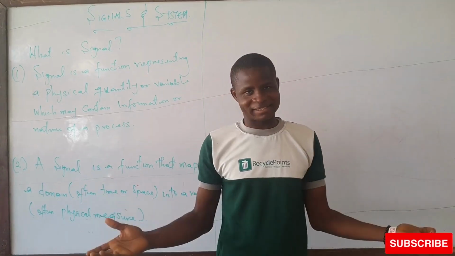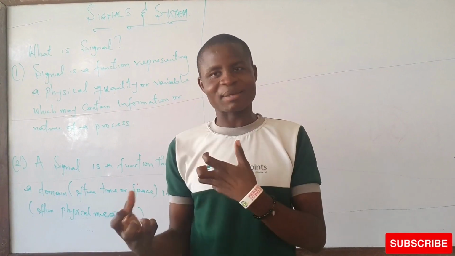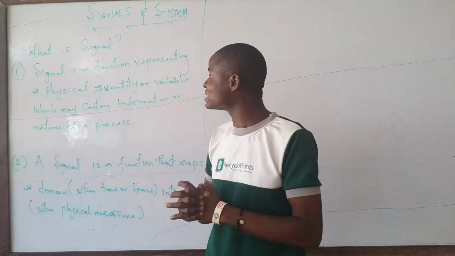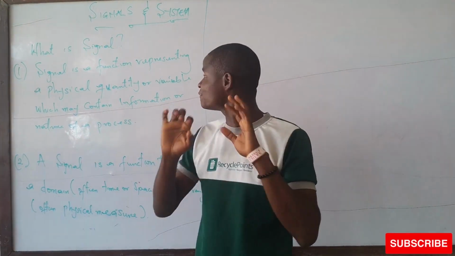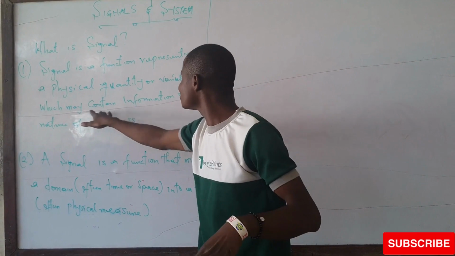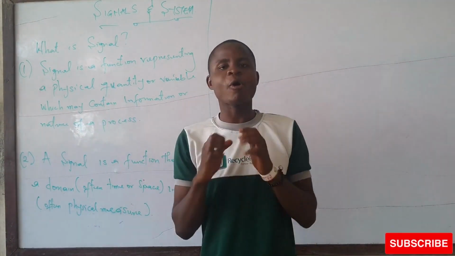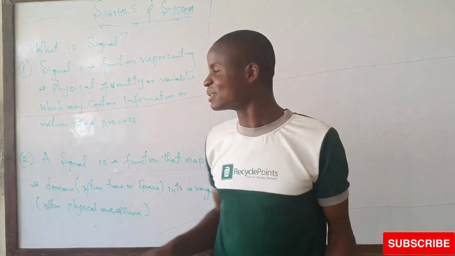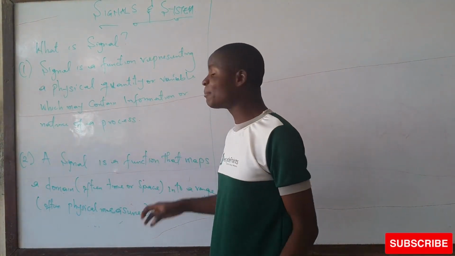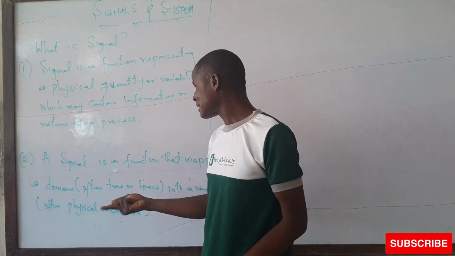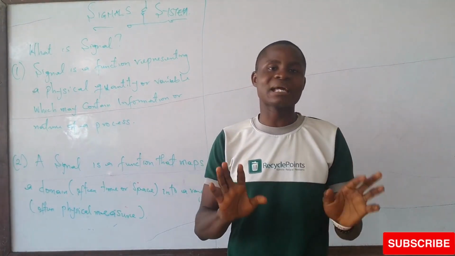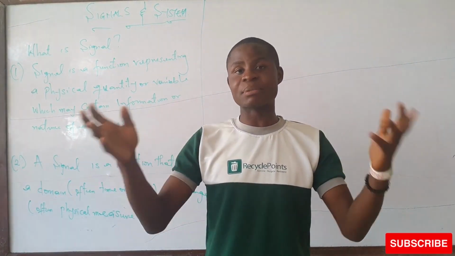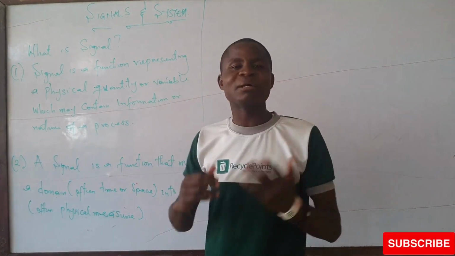Now, what is signals? The course is signals and systems. What is really signals? The formal definition I'm going to be using here is: a signal is a function representing a physical quantity or variable which may contain information or a nature of a process. And if you are a theorist who is listening to me, you know that a signal is a function that maps a domain into a range, and the domain is oftentimes time or space, and the range is any physical thing that can be measured.